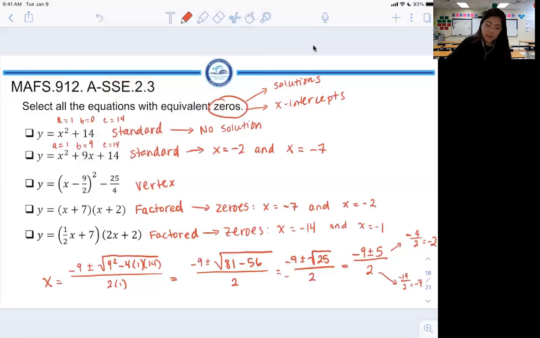Which ones match already? Which ones have the same zeros? B and D. Okay, so we already know these are out.